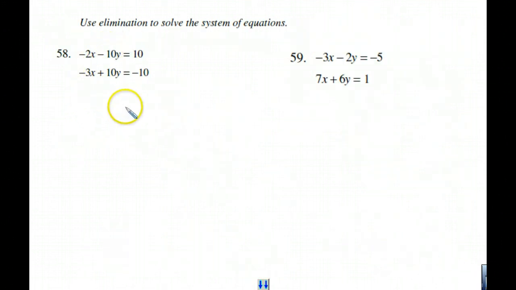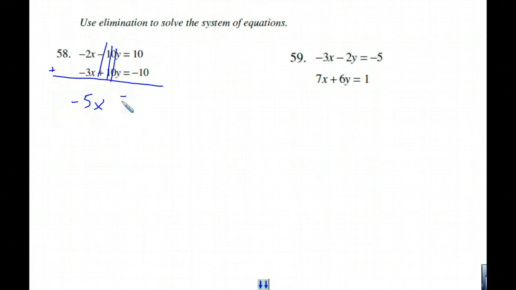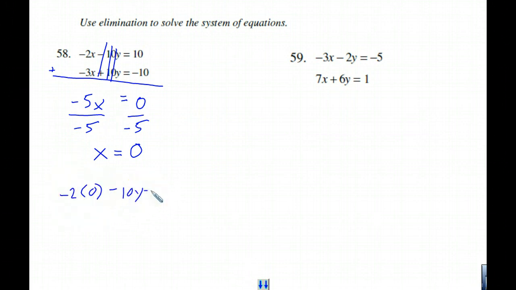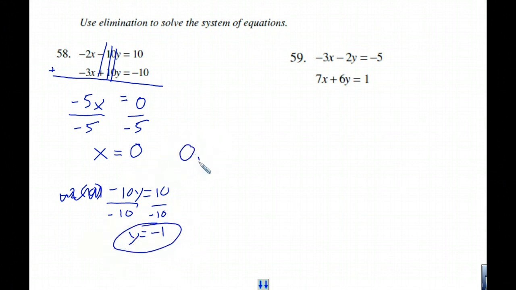Okay, a little more practice using elimination. This is already set up since we have one positive, one negative of the same variable. So this will equal 0 if we add it up. Negative 2 and negative 3 equals negative 5. If we add this up, we get 0. Divide both sides by negative 5. 0 divided by negative 5 equals 0. We can plug it back into either equation. So we'll have negative 2 times 0 minus 10y equals 10, which is the same as negative 10y equals 10. Divide both sides, we get y equals negative 1. So we have 0, comma, negative 1.